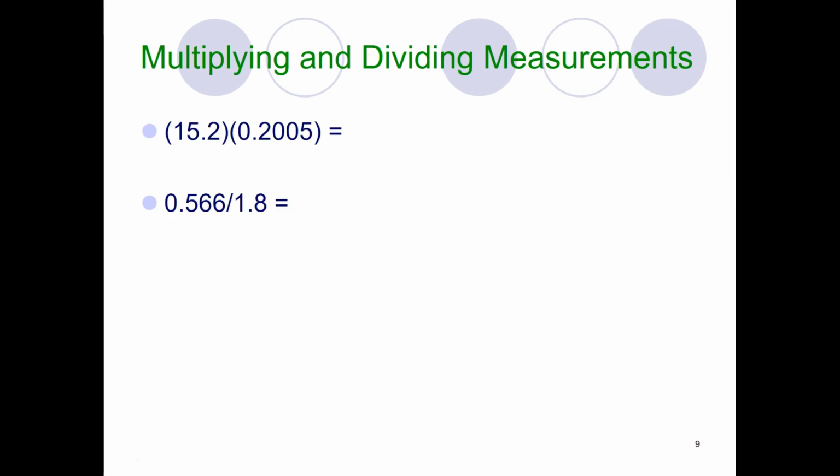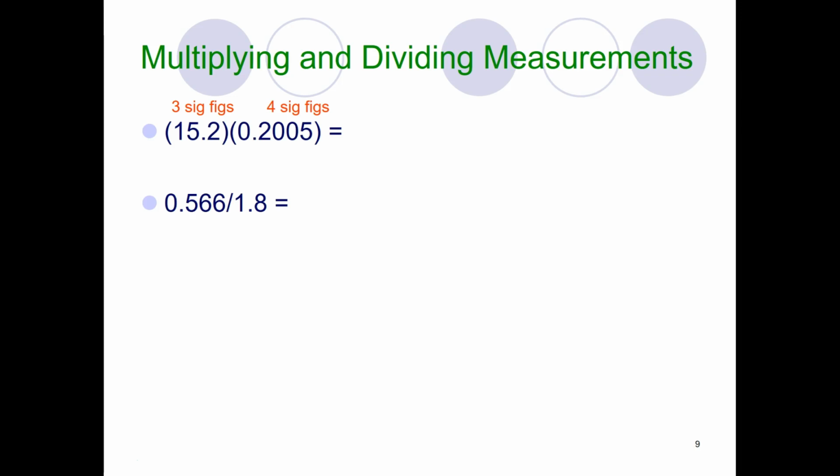So 15.2 times 0.2005. Let's count the number of significant figures in each of those numbers. So 15.2 has 3 significant figures. 0.2005 has 4 significant figures. The 0 to the left is not significant. The zeros between the 2 and the 5 are. So it's 3 significant figures, 4 significant figures.